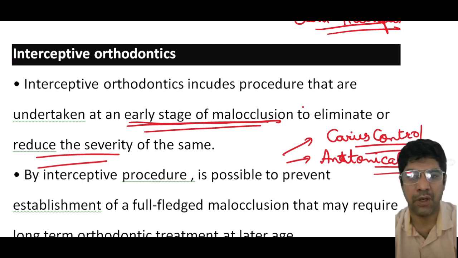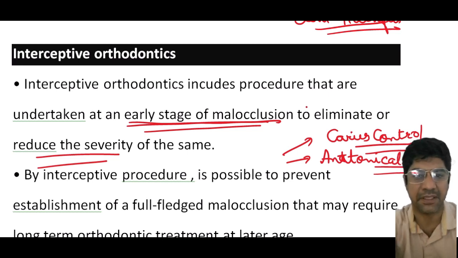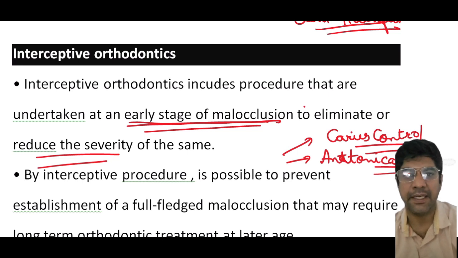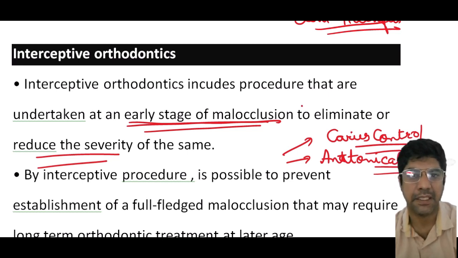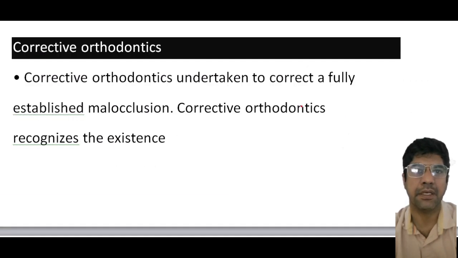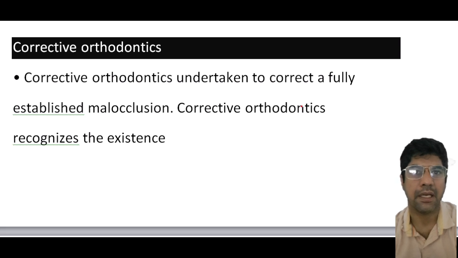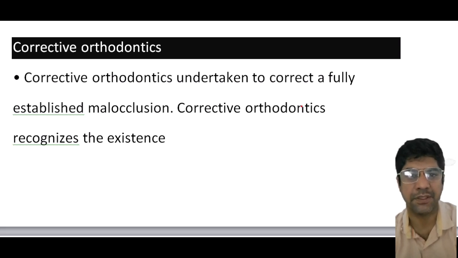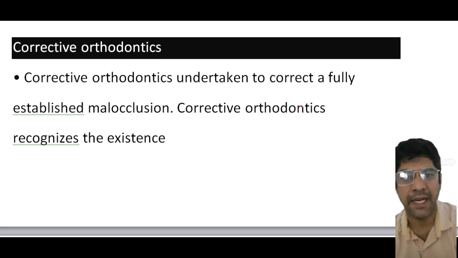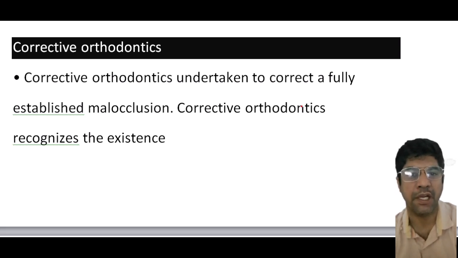Genetic and congenital anomalies: addressing genetic or congenital anomalies that may affect the dental and facial structures. Supervising the exfoliation of the deciduous teeth so that the permanent teeth can erupt. Third is corrective orthodontics. Corrective orthodontics is undertaken when a fully established malocclusion is present. This branch of orthodontics acknowledges the existence of malocclusion and aims to reduce or eliminate the problem.